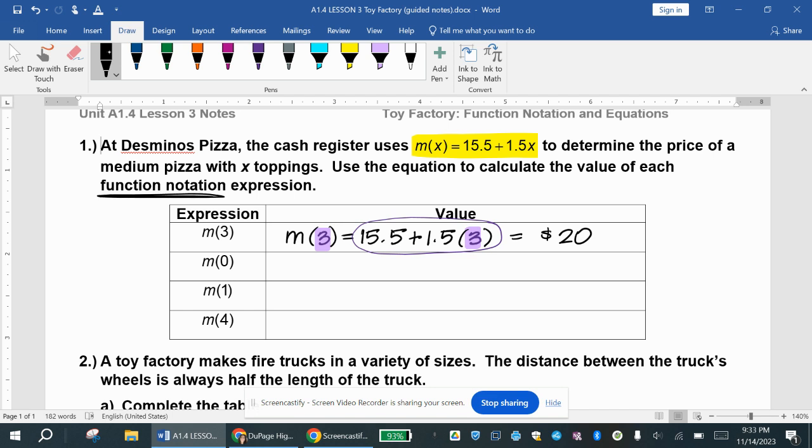As I read this next one, it's m of 0. So I'm going to replace all the x's in the function with 0 and find the answer. All the x's become zeros. Essentially, you're trying to find out the answer to this, right? $15.50 plus $1.50 times 0. Go ahead and do that, and put that in your calculator if need be, or you can do it in your head. Remember, when you multiply something by 0, it's just 0. So you should get 15.50.